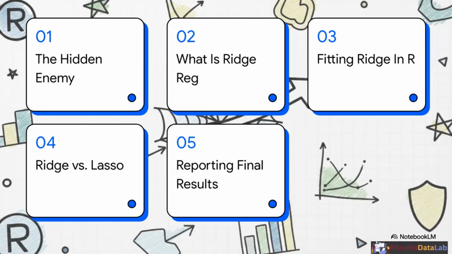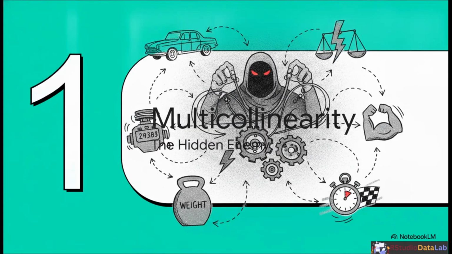So here is our roadmap for today. We'll start with the hidden enemy, figure out what ridge regression actually is, go through fitting it in R, compare ridge versus lasso, and finally, cover how to report your results. Let's get right into it. Section 1, Multicollinearity, the hidden enemy.